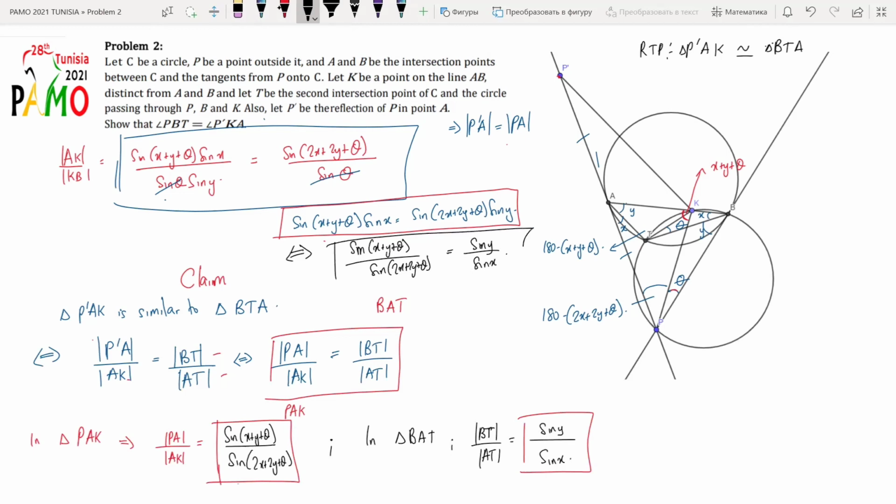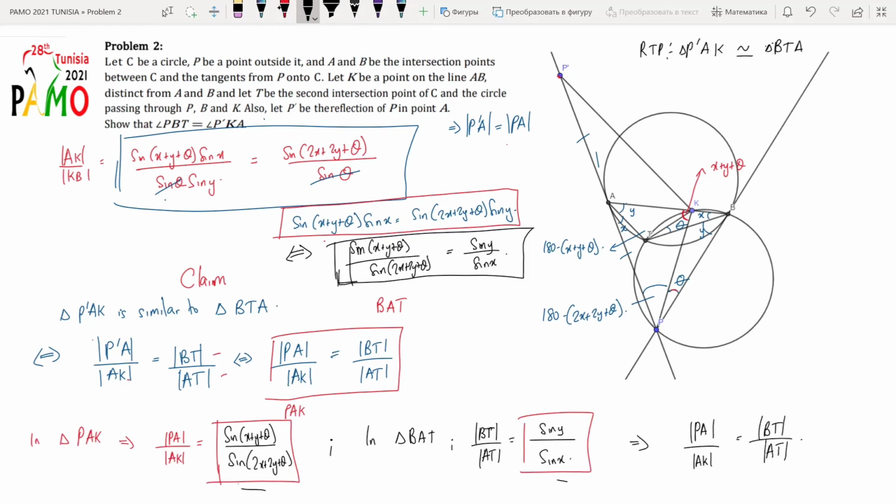So you can see that this ratio is true. This is a fact. We've gotten this is a fact. It's not something we guessed. But this one, we're trying to now show that these two things are equal. But from this fact we got here, this left-hand side is what we have here. This right-hand side is what we have here. So by the fact above, it means that these two things are equal. So it implies that PA over AK equals BT over AT.